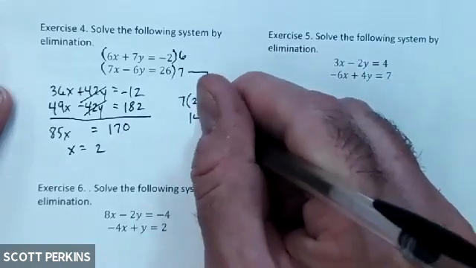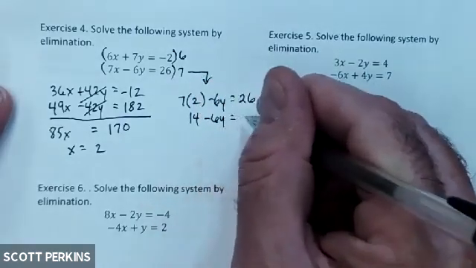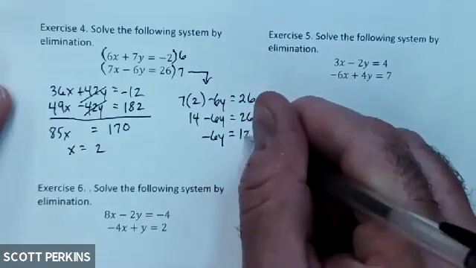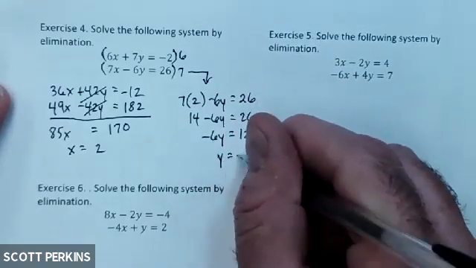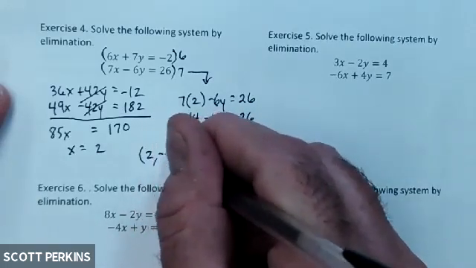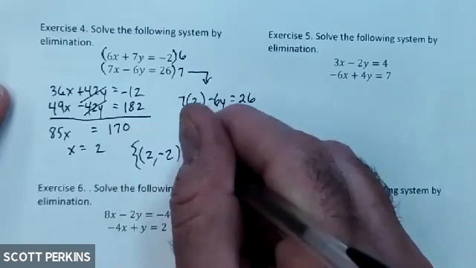7 times 2 is 14. Subtract the 14, and that is going to give me 12. Divide by the -6, and I have -2. So the solution here is 2 comma -2, and I'm going to put some squigglies around it.